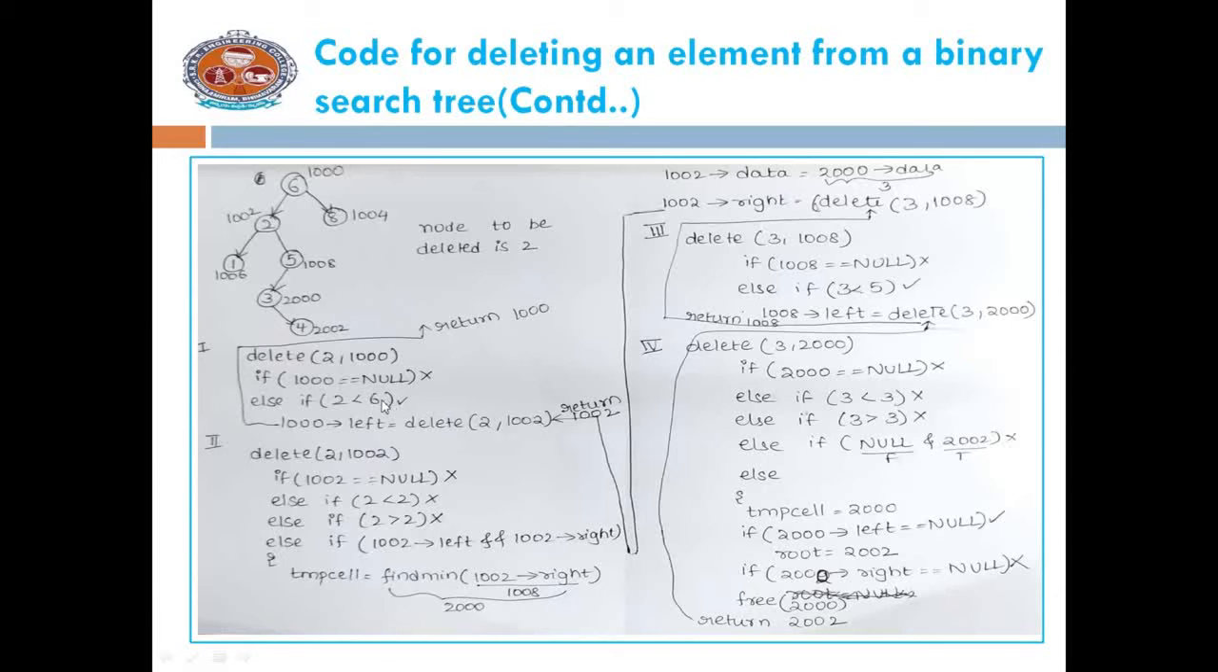The key value is 2. 2 is less than root arrow of data, that is 6. So 2 is less than 6, so we have to traverse towards left. That is 1000 of left equals delete of 2 comma 1000 of 2. That means the delete function is called now: delete 2 comma 1002.